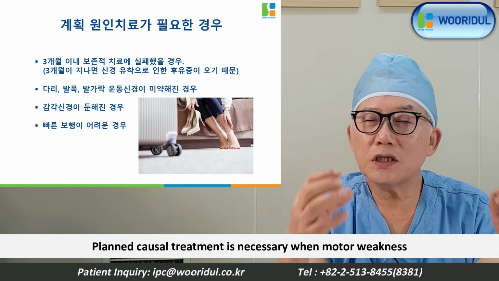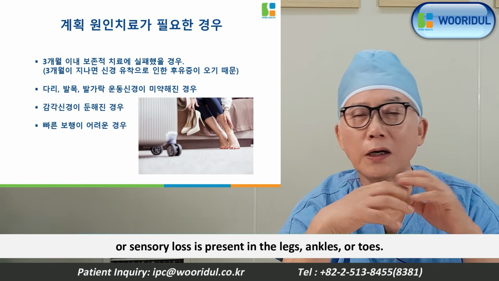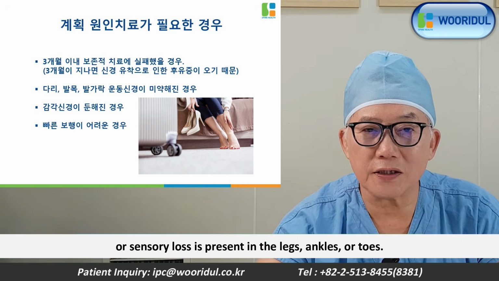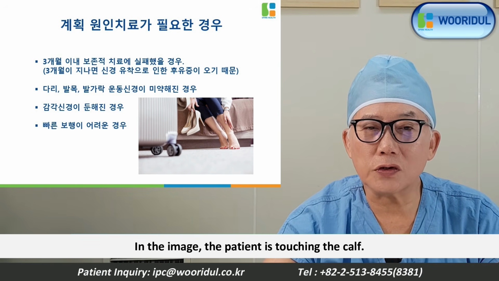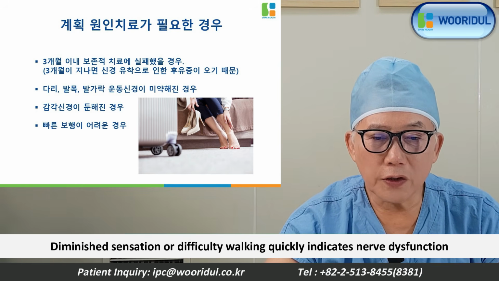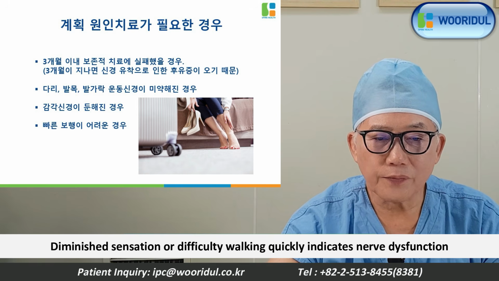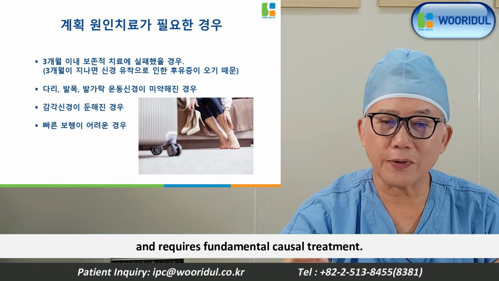Planned causal treatment is necessary when motor weakness or sensory loss is present in the legs, ankles, or toes. In the image, the patient is touching the calf. Diminished sensation or difficulty walking quickly indicates nerve dysfunction and requires fundamental causal treatment.